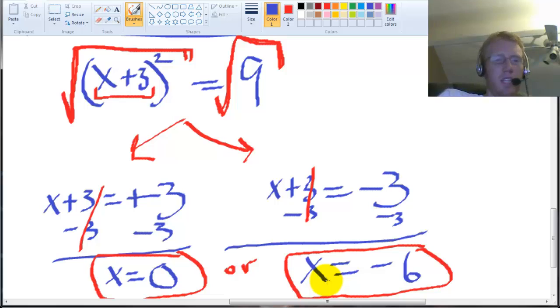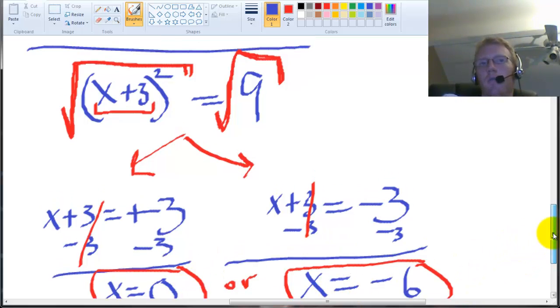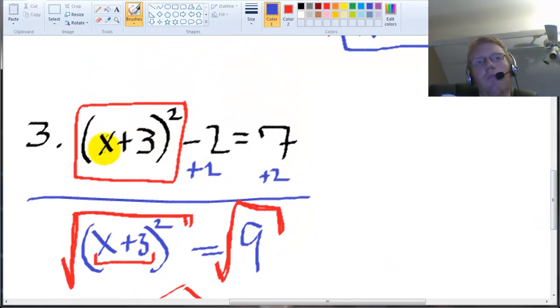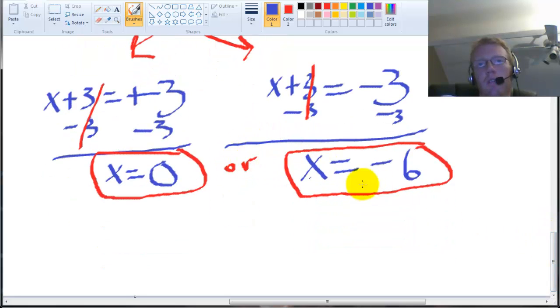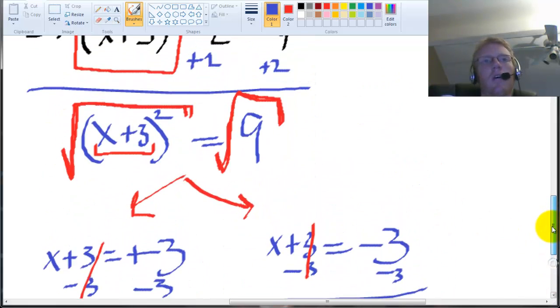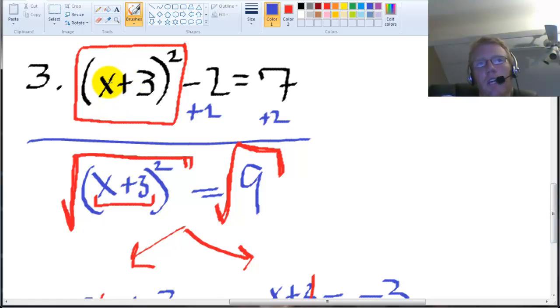Two possibilities. Now, let's verify these two possibilities by plugging them back into the original equation. So 0 and negative 6 go all the way back up. If I plug in a 0 right here, then I'm just left with 3 squared, which is 9. Okay, 9 minus 2 is 7. Okay, the other possibility was x is negative 6. If I plug negative 6 right here, negative 6 plus 3, what's that equal? Negative 6 plus 3, that's negative 3. But negative 3 squared is still 9, and 9 minus 2 is again 7.